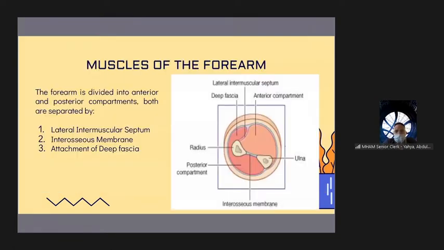Next slide. The muscles of the forearm, likewise, are divided into anterior and posterior compartments. Both are separated by the lateral intermuscular septum, the interosseous membrane, and the attachment of the deep fascia along the posterior border of the ulna. Next slide.